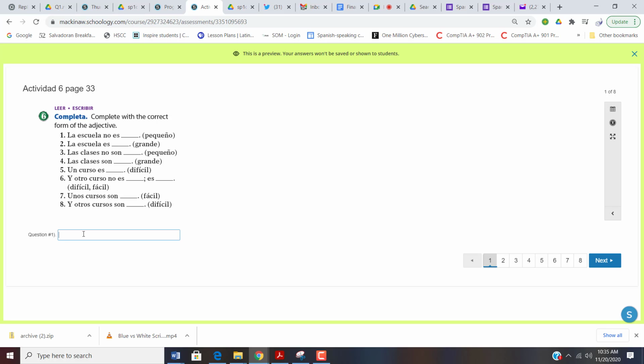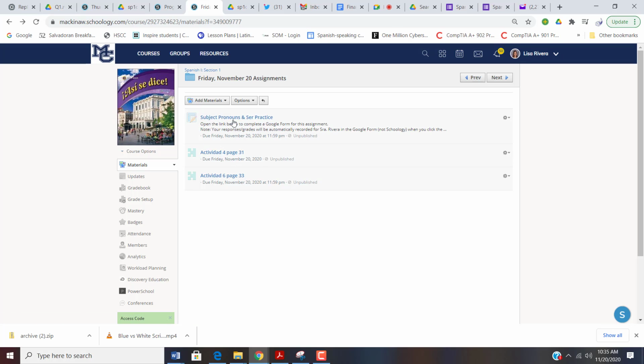Number 2, la escuela es blank, grande. We know grande means big. Remember, grande in Spanish only has 2 forms. There's no grande, granda, just grande or grandes.